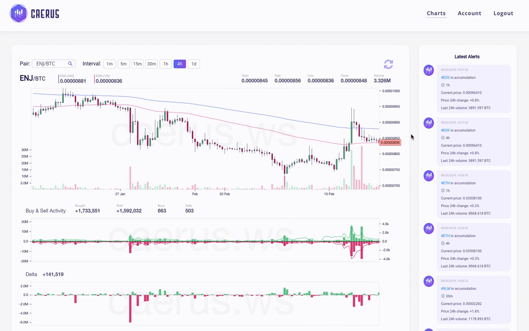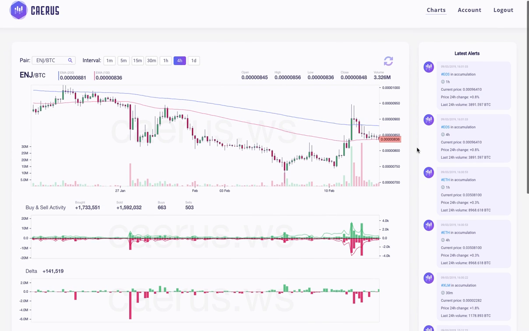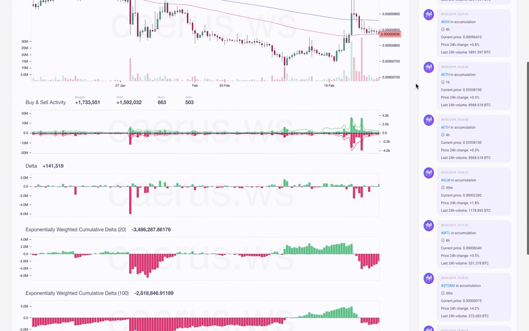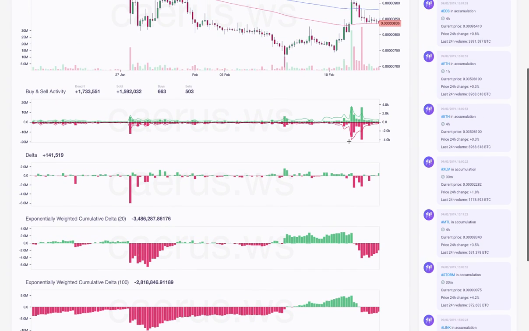So I'm going to show you what we could see from these indicators on ENJ before the pump has started. So it's the beginning of February. During January and the beginning of February we could see on the exponentially weighted cumulative deltas that there was a sell-off and there was a dominance of bears who were selling the asset. But then at some point the price was still low and it didn't rise, but something had changed. Someone started to accumulate this asset. You can see it very clearly here.